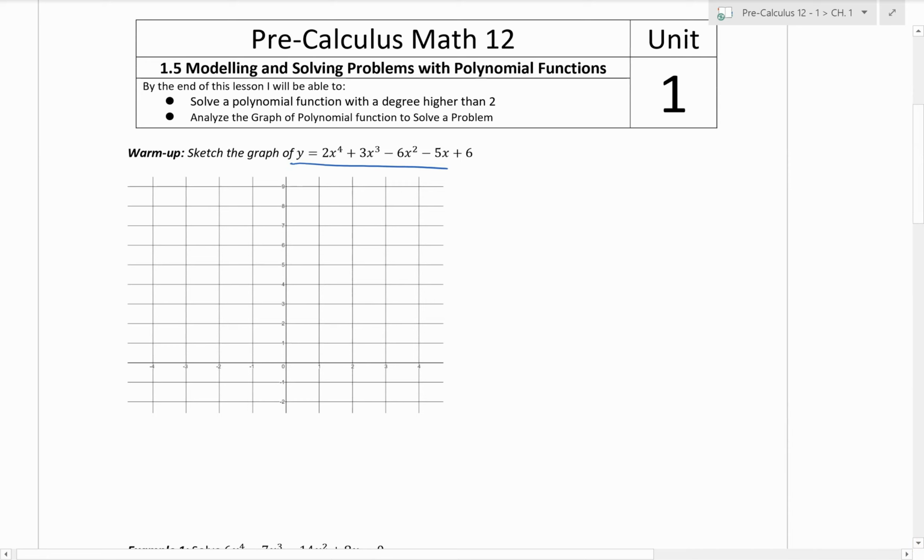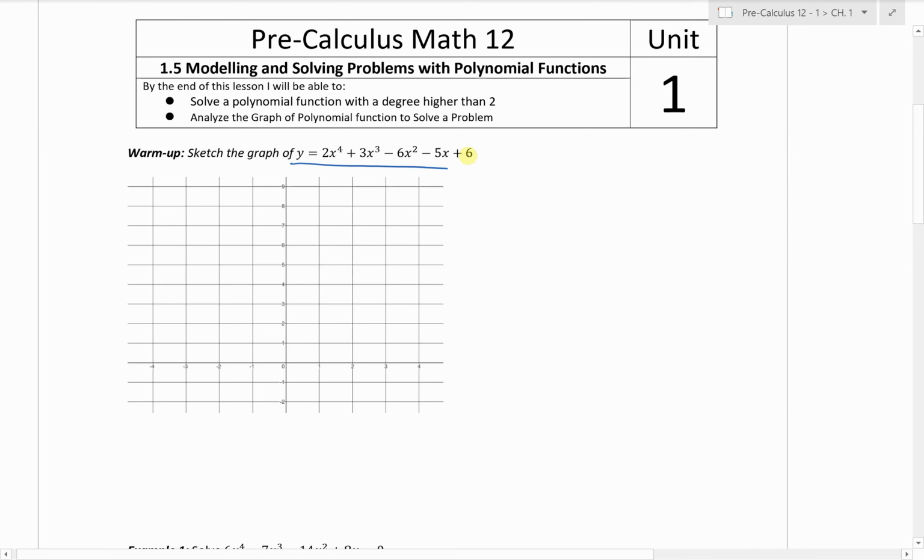Okay, so I'm assuming you finished it. Let's quickly look at this. Remember, to graph polynomial functions, what we need to do first is to find out all the x-intercepts, which means we need to factor first. Okay, so to find out its factors, remember we need to use the rational root theorem.